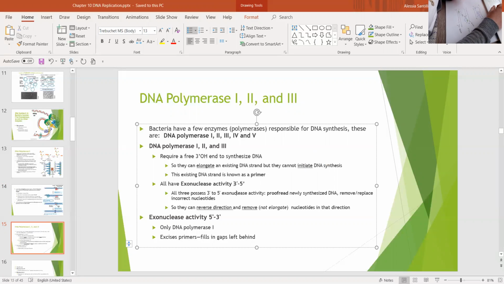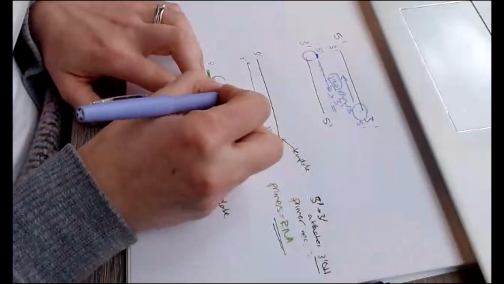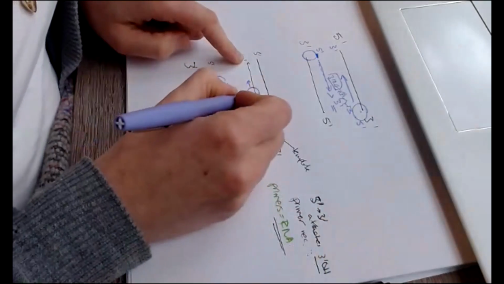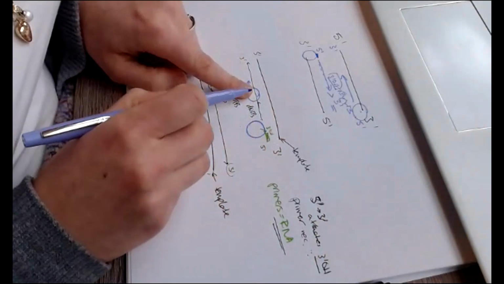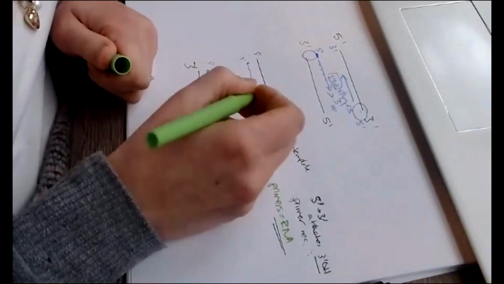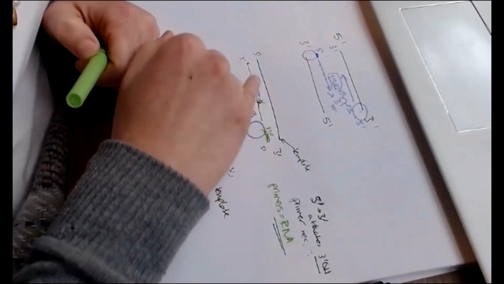And if you see here, the exonuclease activity is backwards. It goes from 3' to 5'. And that's because this is exactly what they do. So in this example right here, my DNA polymerase is going in that direction towards the 3'. But say as it's putting in the nucleotides, it makes a mistake. So it makes a mistake right here. So what it does is it goes backwards. It's able to go backwards.